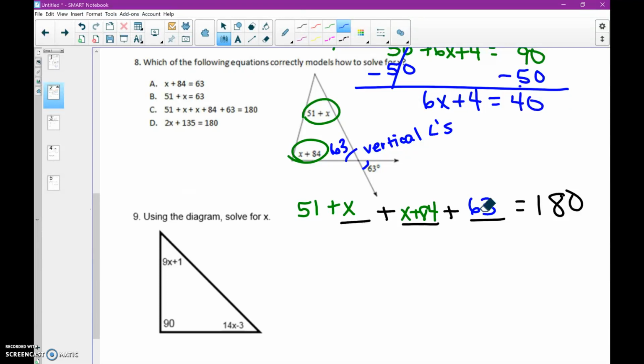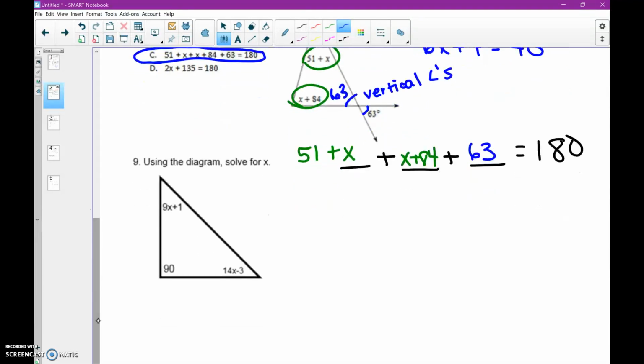So there's my missing spot. So take a look at our equations. Which one of those correctly models how to solve for x? Well, they actually have exactly what we wrote here for option C, and it even equals 180, which is exactly what we want.